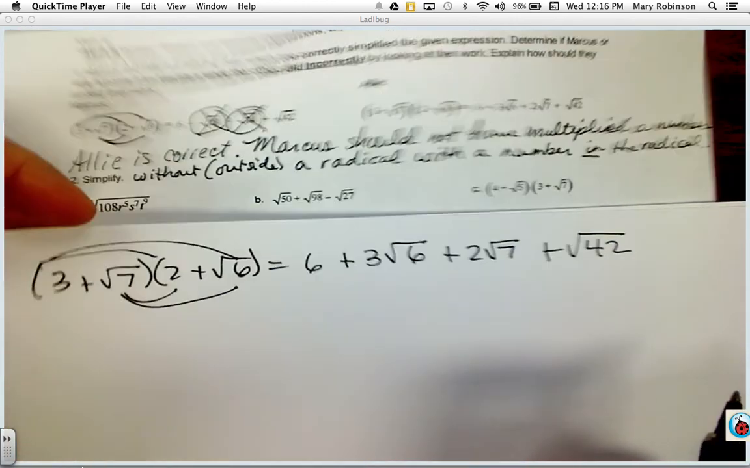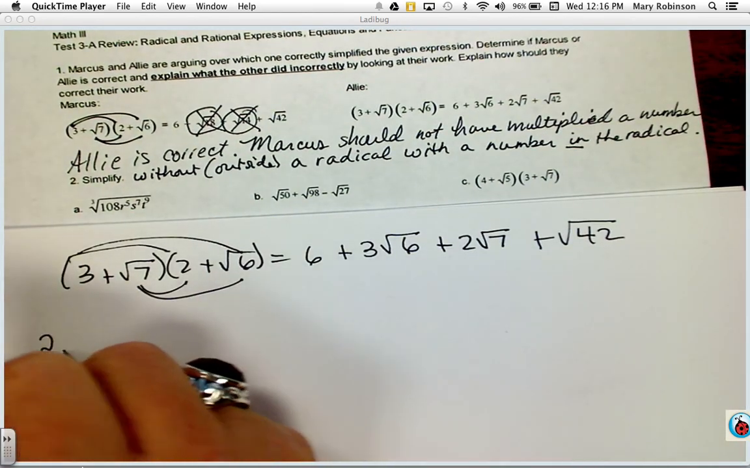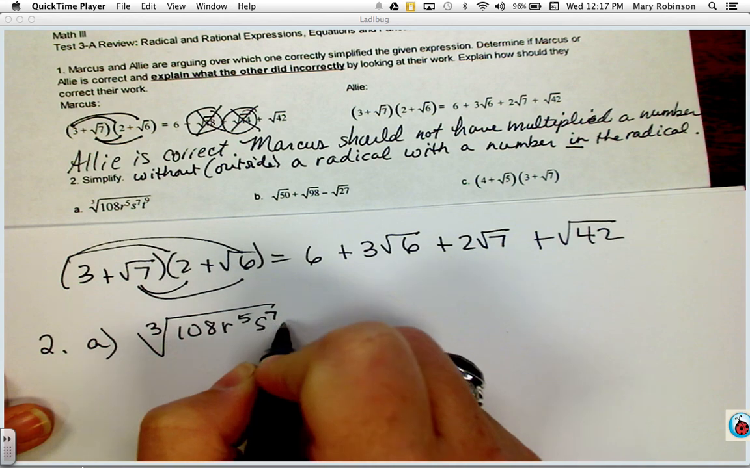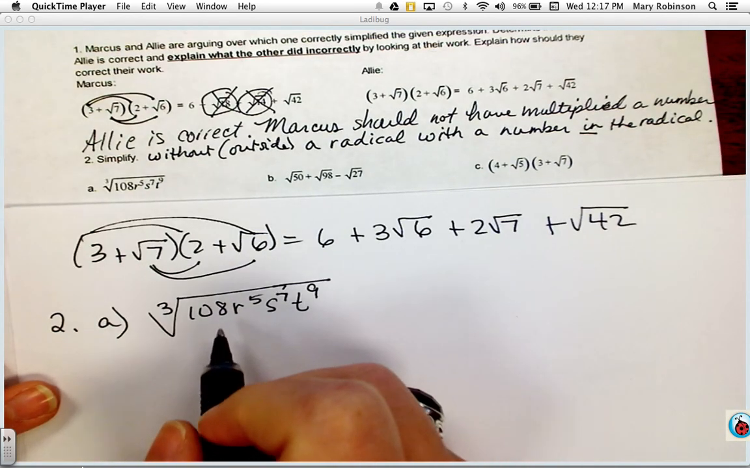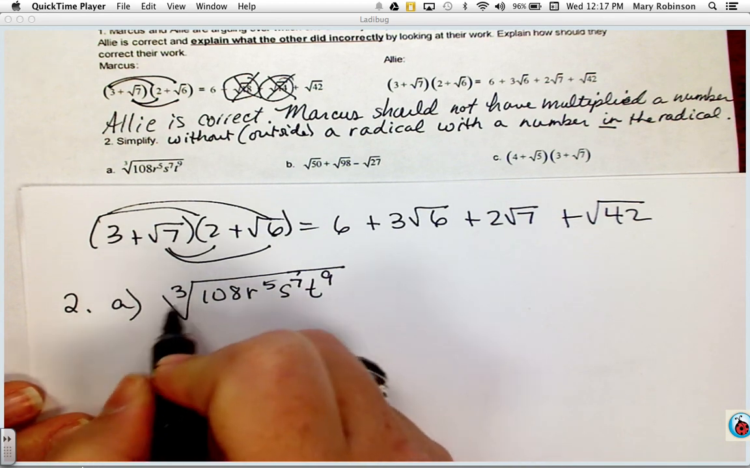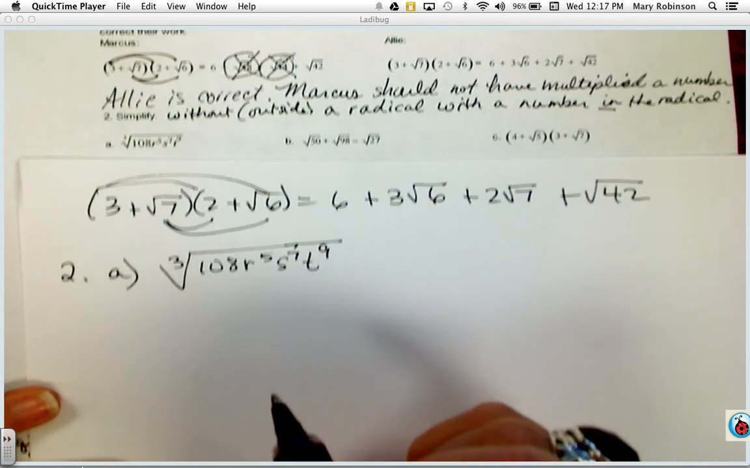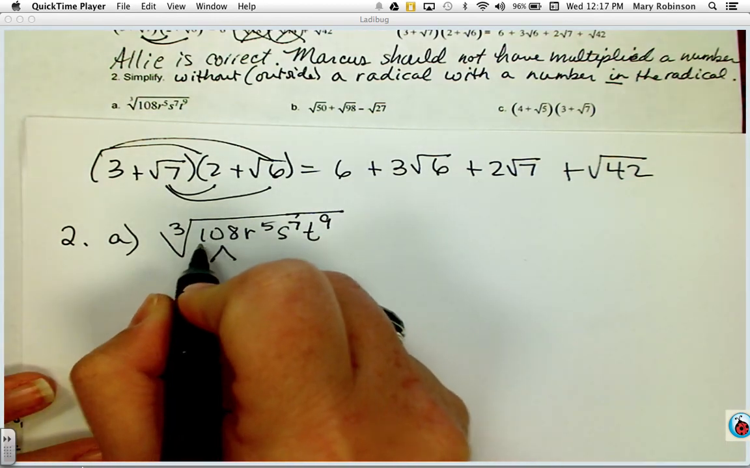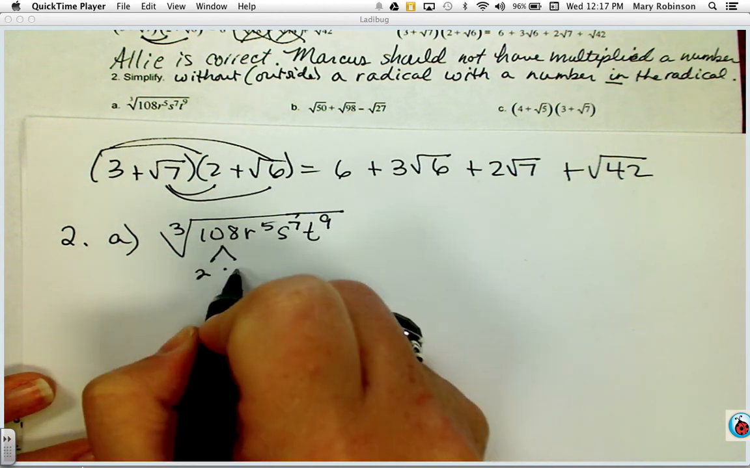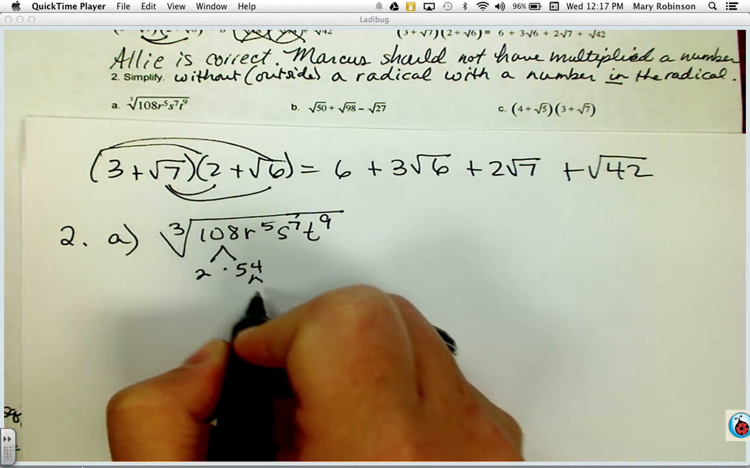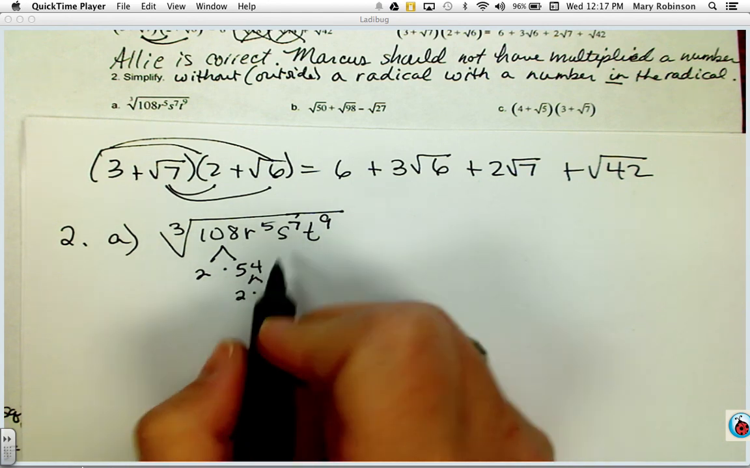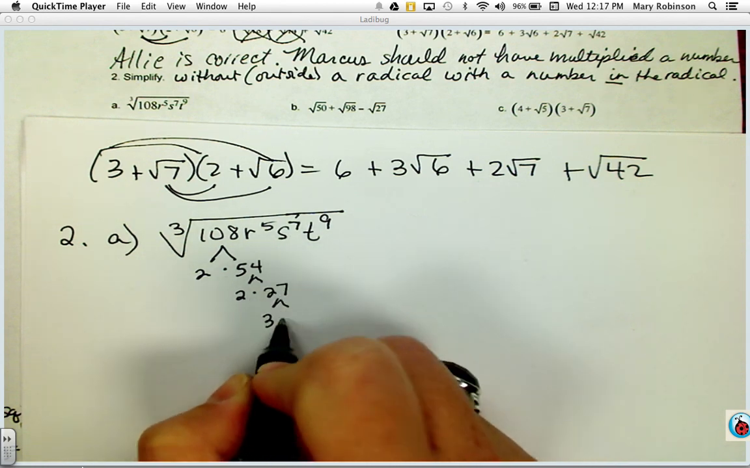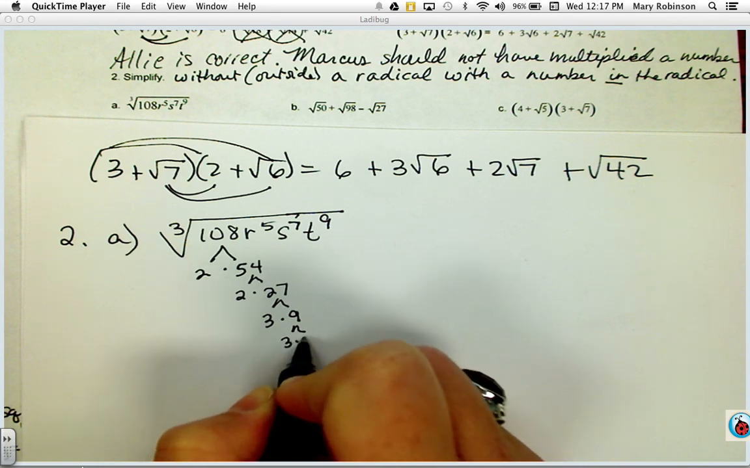Next, for problem 2, for 2 through G, you're asked to simplify, so I'll go through each of these. All right. So the first thing we should recognize is that this is a cube root. So if it's a cube root, that means we need to find groups of 3 of the same factor. So we can begin this by breaking it down using a factor tree. It's an even number, so we could divide by 2, and we'd get 2 times 54. And then that's also an even number, so that would be 2 times 27. 27 is 3 times 9, and 9 is 3 times 3.